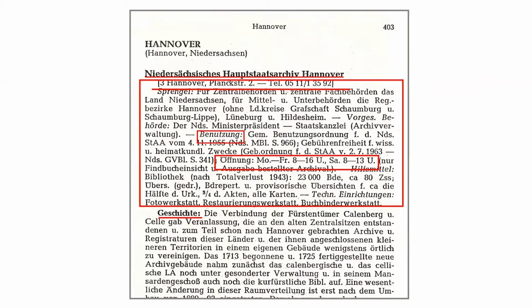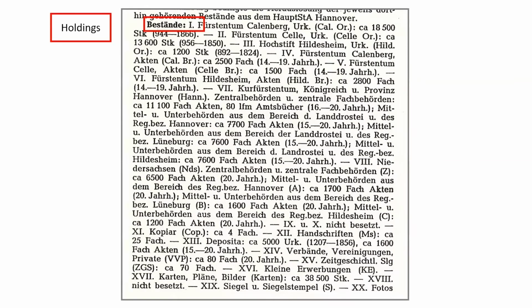The next section provides a Geschichte, or history of the archive. Next is a section called the Bestände, or holdings. It lists the records and resources for nobility and government areas kept in this archive. For example, in the Fürstentum, which is a principality, in the Fürstentum of Celle, there are 13,600 records and resources dating from 956 to 1850.